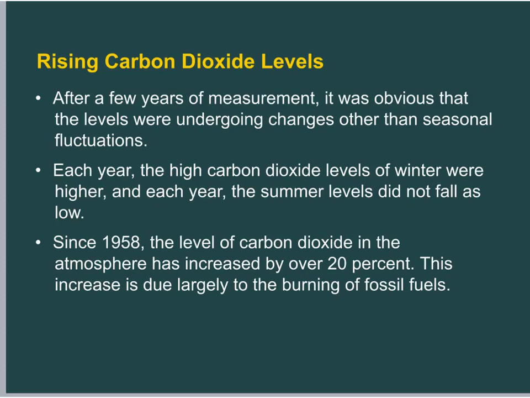All right, so after running the experiment for a few years of measurement in Mauna Loa, it was obvious that the levels were undergoing changes other than seasonal fluctuations. So we couldn't blame the rise on just a really hot summer where the plants grew less and absorbed less carbon dioxide, right? Each year, from 85 on, we were seeing high carbon dioxide levels in winter that were higher and higher each year. And the summer levels did not fall as they used to. So we're getting this higher baseline, right?